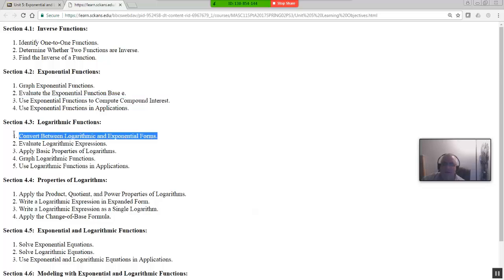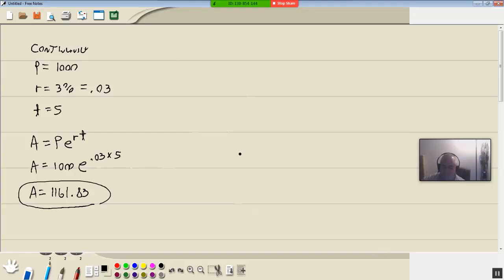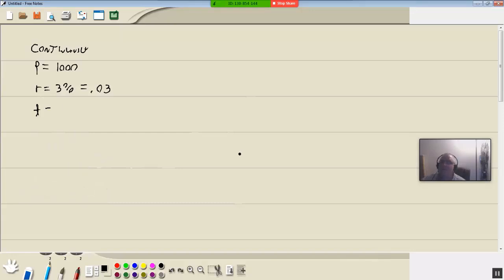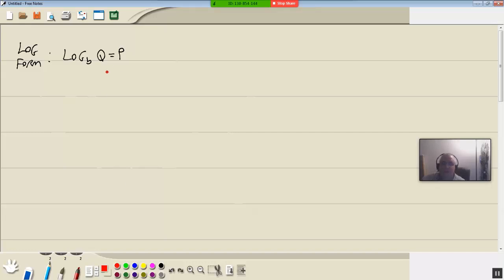Okay, convert between log and exponential forms. So let's talk about those forms. We have our log form. That's log base b of q is equal to p. Probably all of these have names, but one that's important, the one you should know, is what the b is called. That's your base. Now we have exponential form. That's b to the p is equal to q.